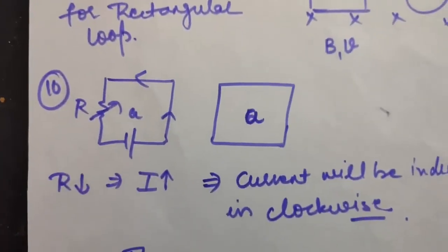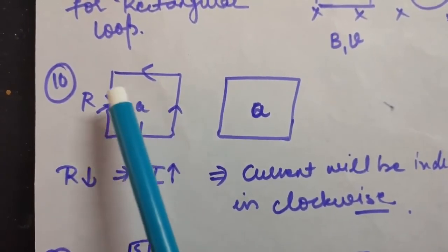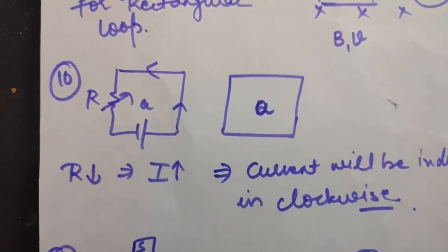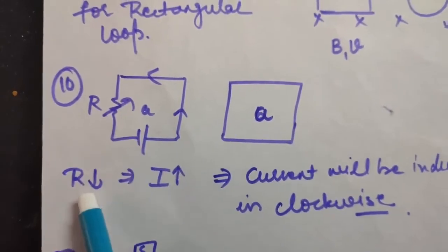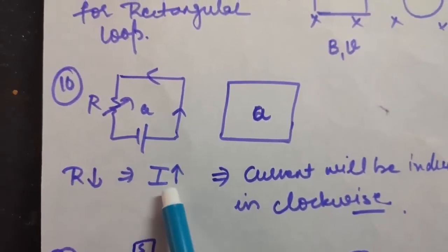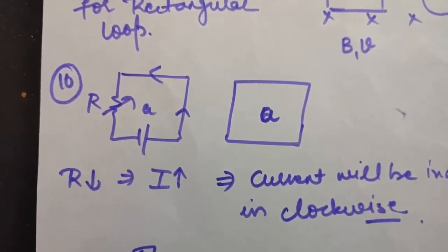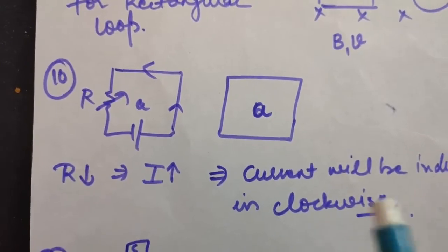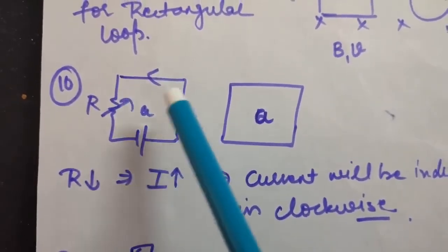Okay, so the next question is question number 10. It says, if the value of resistance in the circuit is decreased, what will be the direction of induced EMF? See, if the resistance is decreasing, that means current will increase. Now, as you know, according to Lenz's law, induced EMF will try to oppose the increase in current. So the current will be induced in clockwise direction, that is opposite to initial current direction.